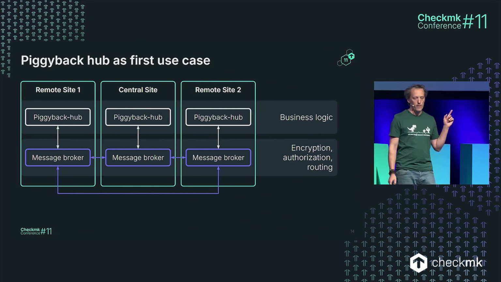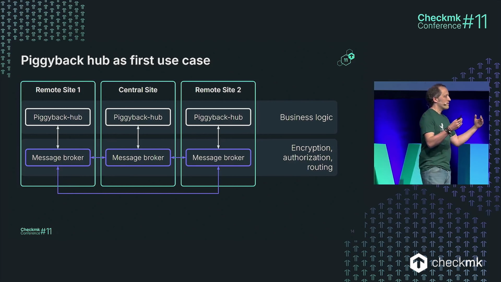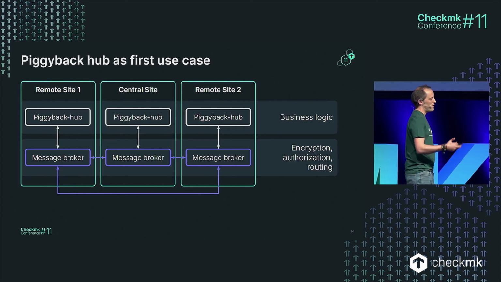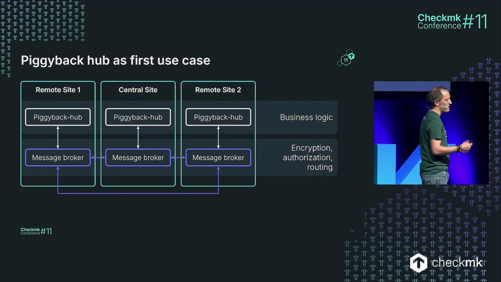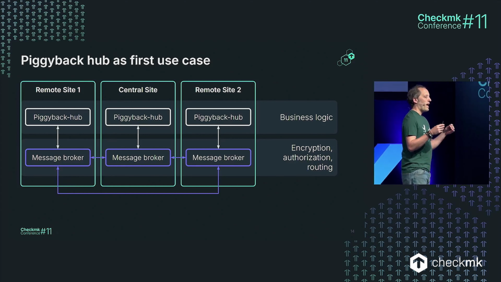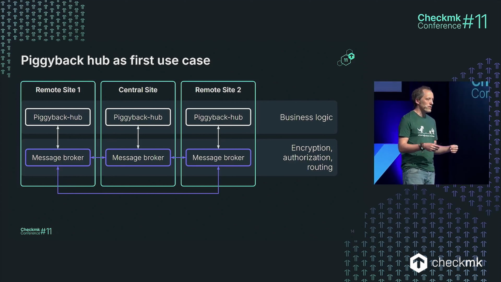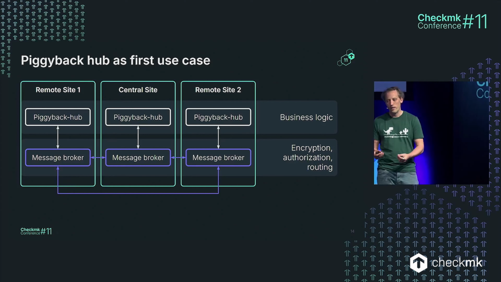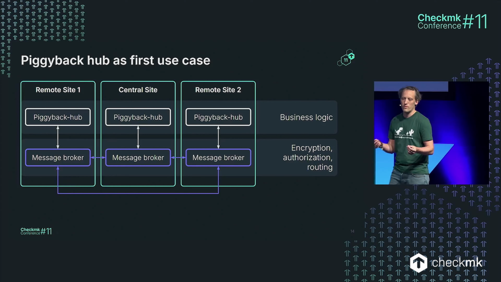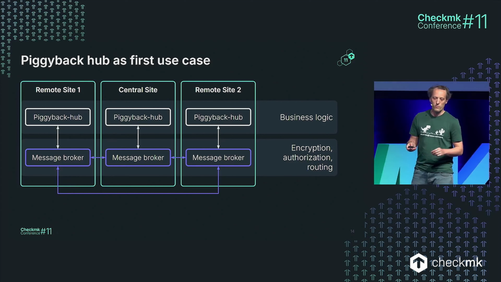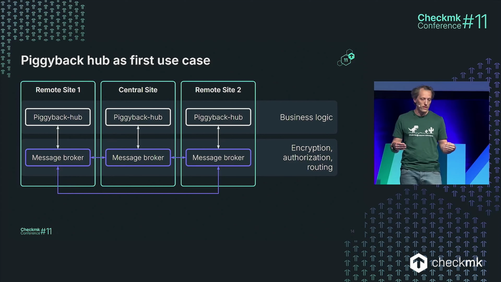Okay, so that's quite complicated. Fear not. This is what you need to keep in mind. We have a proper separation of the business logic of the feature, which is in this case the Piggyback-hub, and the encryption, authorization, and routing, so the general problem that we always have if we want to send messages from site to site. This is what we solved once and for all in the message broker. And the Piggyback-hub only ever talks to its local message broker and does not have to deal with anything else.